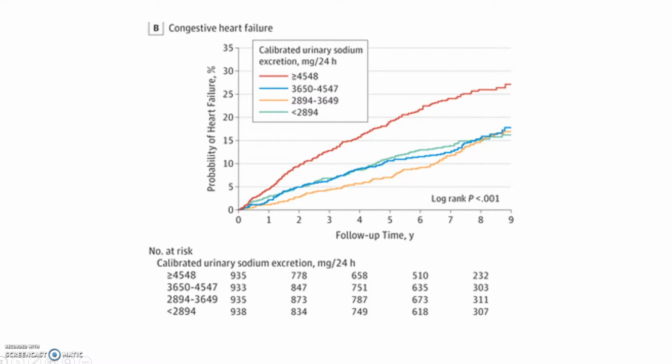This figure, taken from the study, shows the probability of heart failure for each of the 4 quartiles of calibrated sodium excretion. It shows a significantly higher probability of heart failure among those in the upper quartile, while the lower 3 quartiles share lower probabilities.